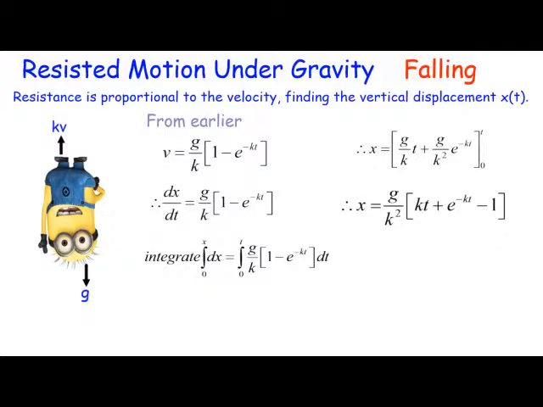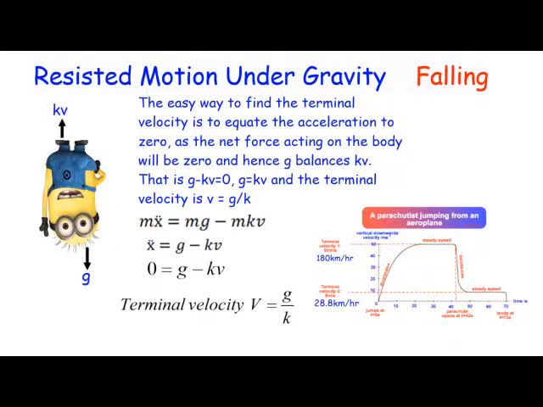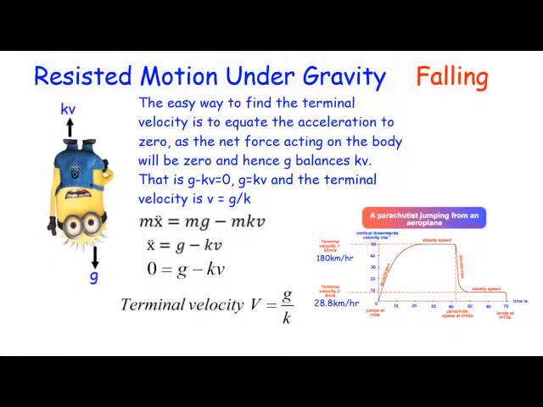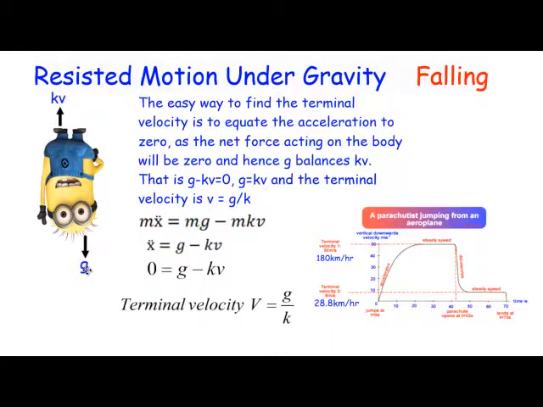Now, the last little thing is I wrote a little bit on terminal velocity. When we're falling, we reach what's called a terminal velocity, when the net force is balancing. Basically, gravity is equal to the resistance force, and you get what's called a terminal velocity.